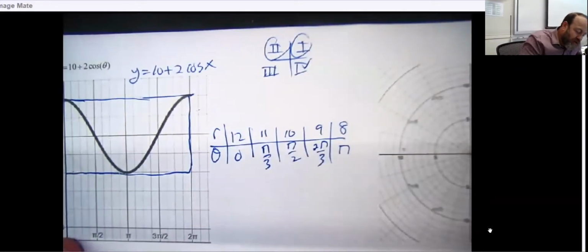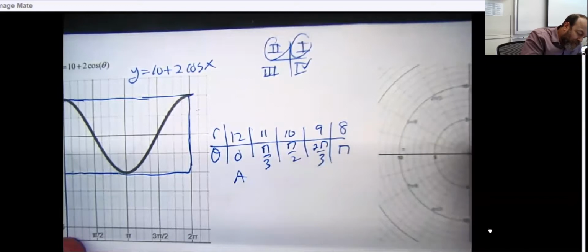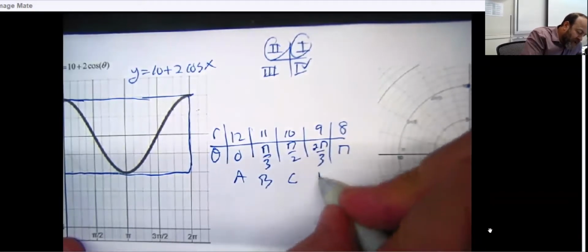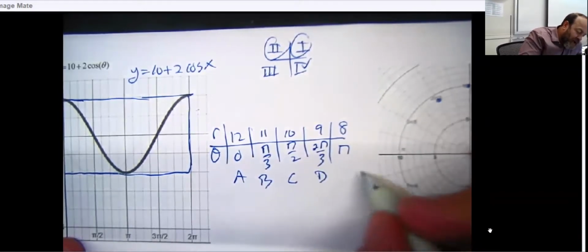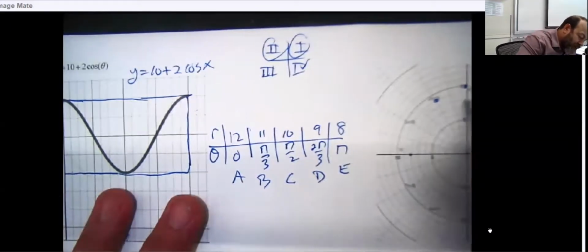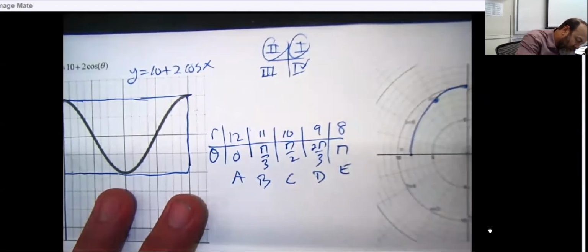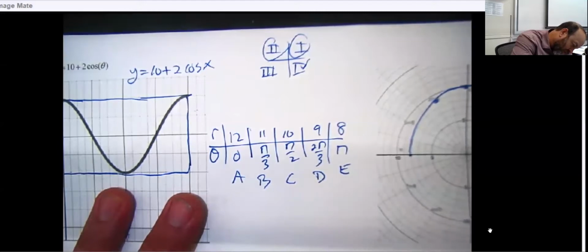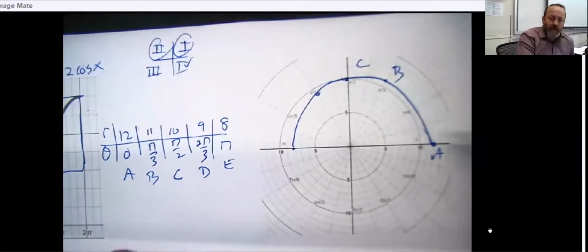So if I go ahead and just plot these values, here's the first one, I'll call it A. B right here is 11 at pi over 3. Then it dropped down to 10 here at pi over 2, down to 9 at 2 pi over 3, and down to 8 at pi. Let me see if I can make this come out pretty nice. It's kind of challenging to make it look really good. That's not too bad. And then I'll use a little bit of symmetry argument.